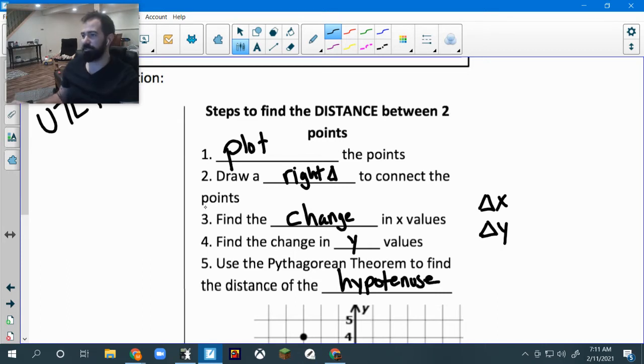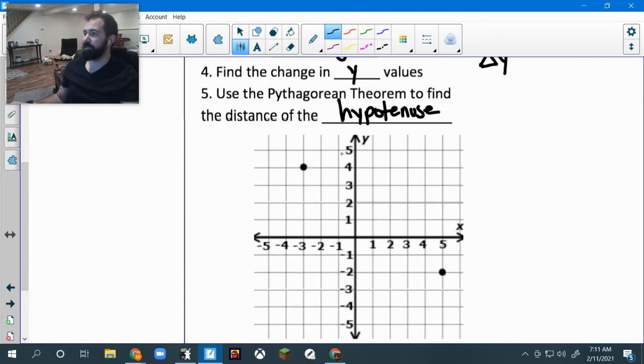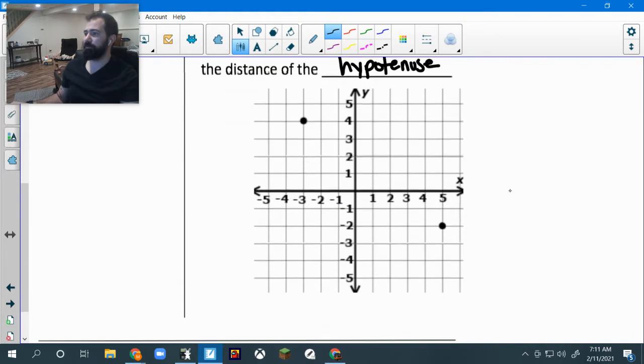Okay. Couple steps there. Plot your points, create a right triangle, find the change in x, find the change in y, use the Pythagorean theorem to find the distance of the hypotenuse. So here's our first problem. We got 2 points here. They're already plotted for us, which is nice. One is at 5, -2. The other one is at -3, 4.